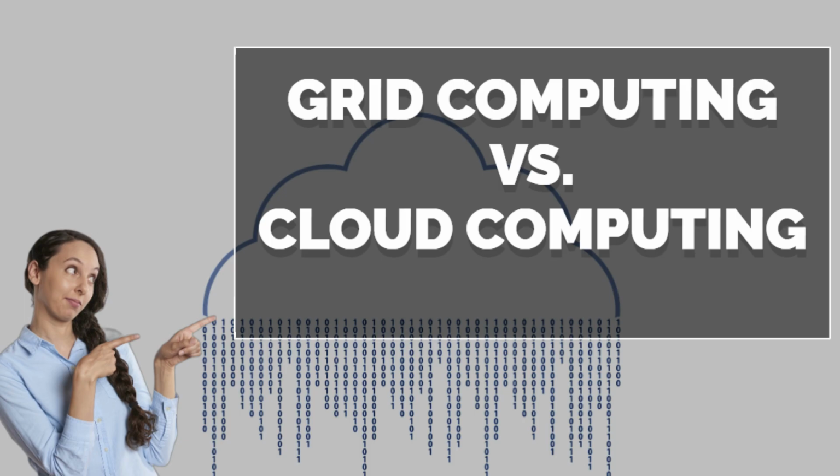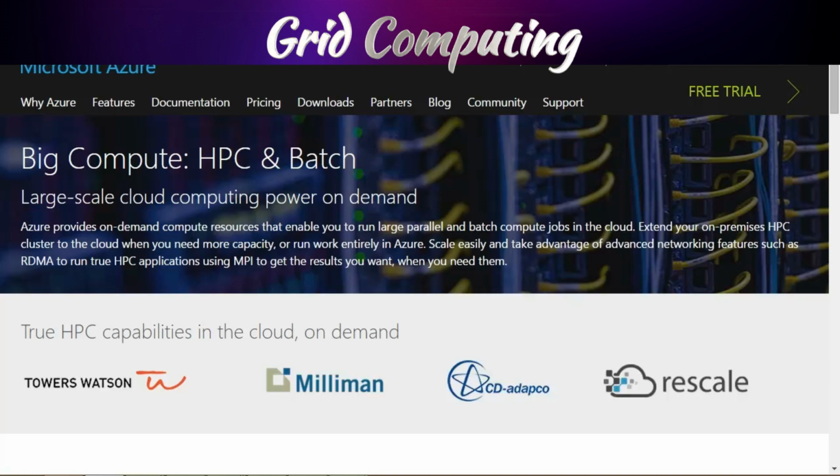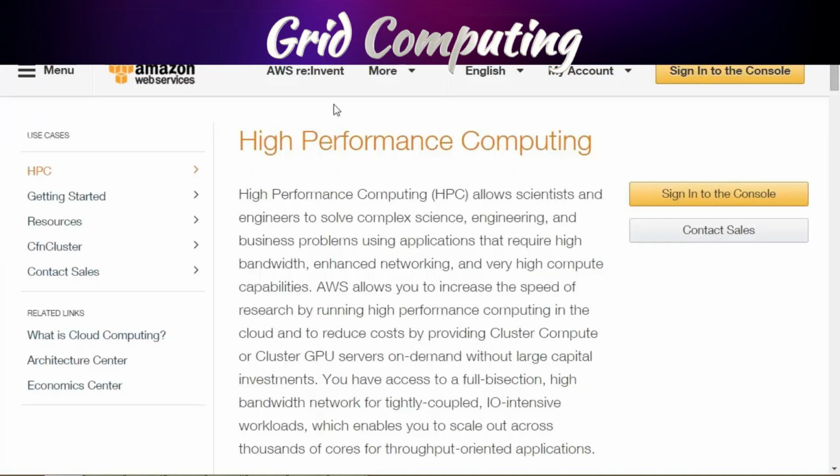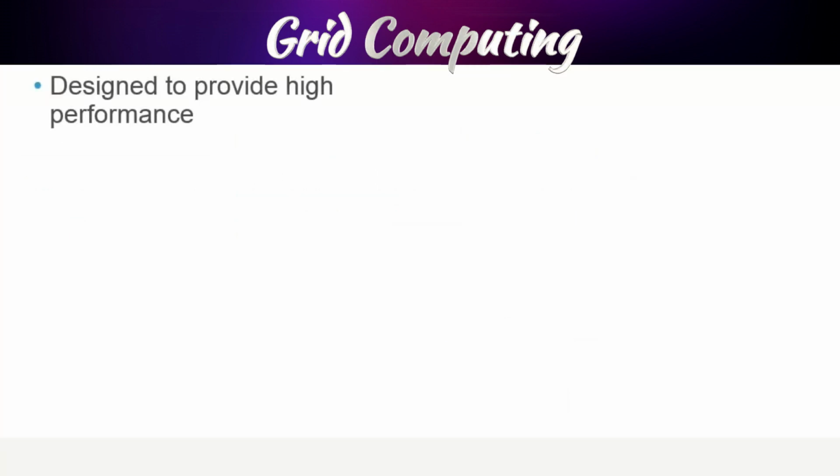In this video, I'll discuss grid computing and cloud computing. Grid computing is often called HPC, which stands for High Performance Computing. We even see major cloud providers like Microsoft and Amazon Web Services offering grid computing services through the cloud. Grid computing is designed to provide high performance.